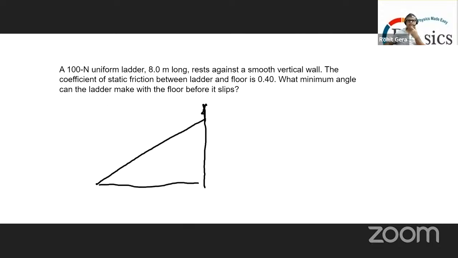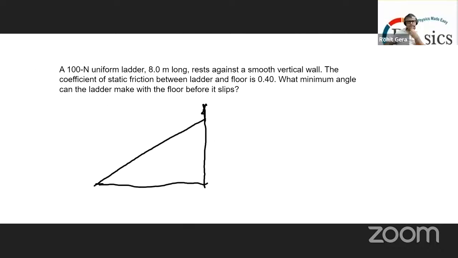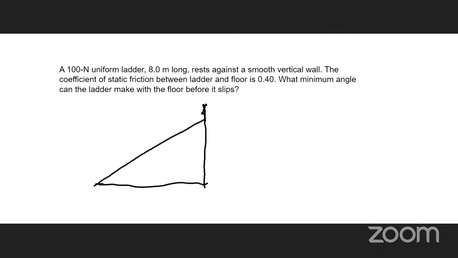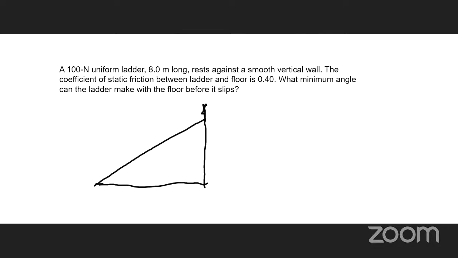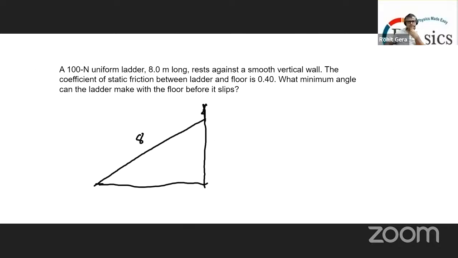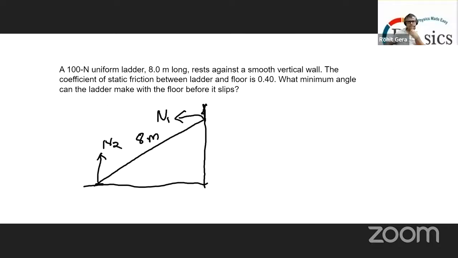Same question of equilibrium written in a different language. Weight of the ladder is 10 kg, yes. If g is 10, then the normal reaction is coming from here. N1, N2, FK.